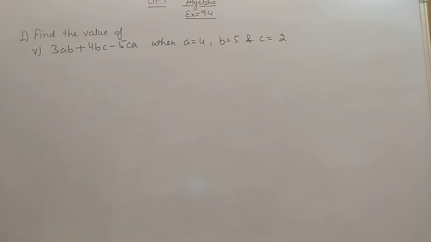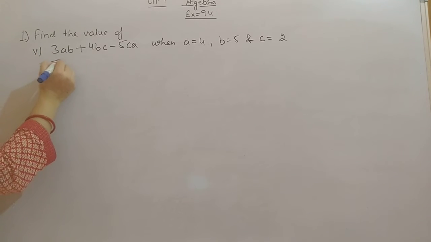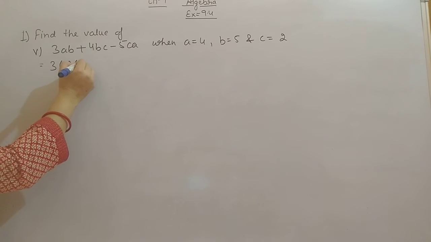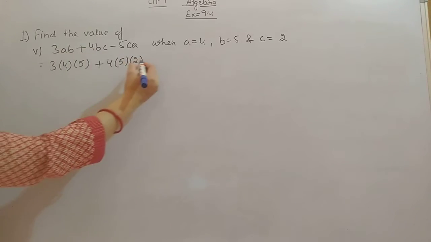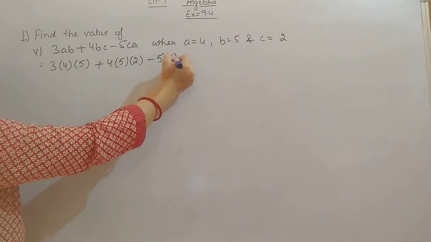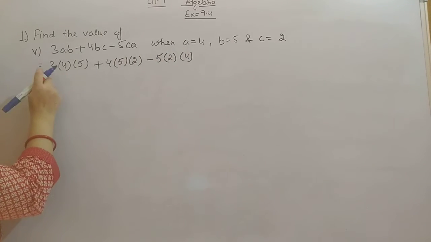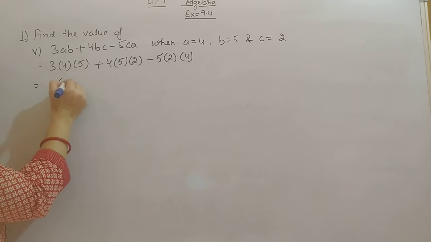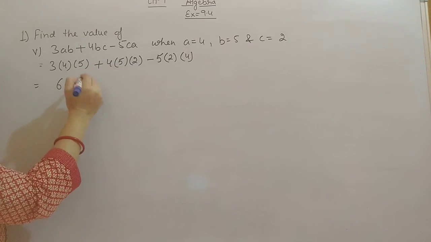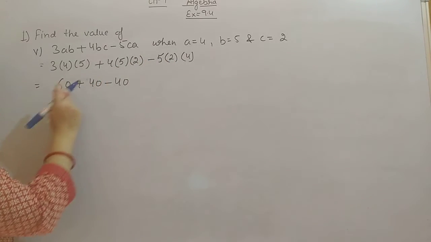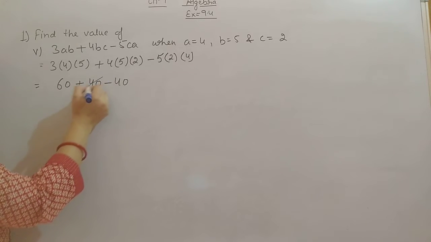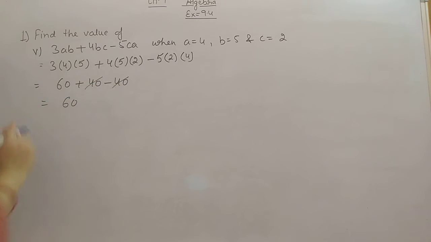Next, fifth part, 3ab plus 4bc minus 5ca, when a is 4, b is 5 and c is 2. So substitute values here: 3 in place of a 4, in place of b 5, plus 4, b value is 5, c value is 2, minus 5, c value is 2 and a value is 4. Now 3 4s are 12, 12 5s are 60, plus 4 5s are 20, and into 2 is 40, minus 5 2s are 10, into 4 is 40. So plus 40 and minus 40 will cancel out. So the answer will be 60.